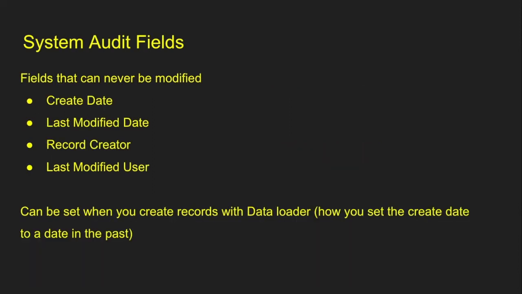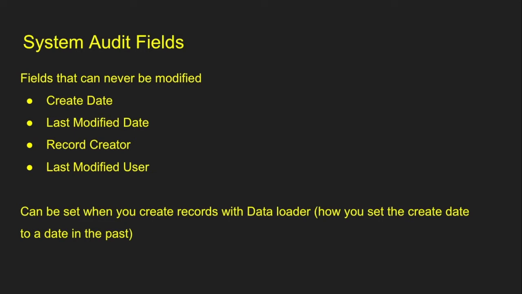There are some fields that can never be modified, in the sense that you can't physically change them yourself. So that's the create date, last modified date, record creator, and last modified user. These are your system audit fields. You can't change these.